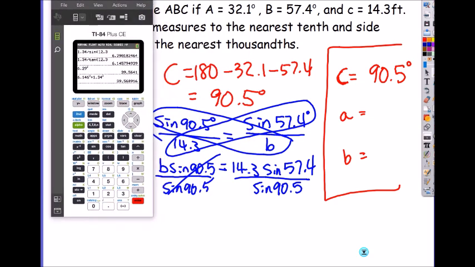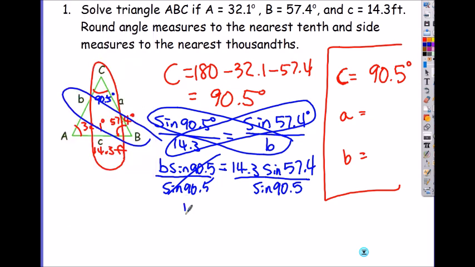But I'll divide it into two steps. I'll multiply first by sine of 57.4 and press enter, and then divide that answer by sine of 90.5. That way you can carry your exact answer over. So you get 12.048. So b equals 12.048.